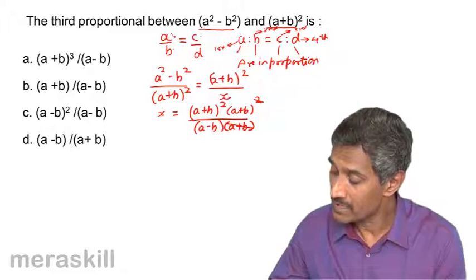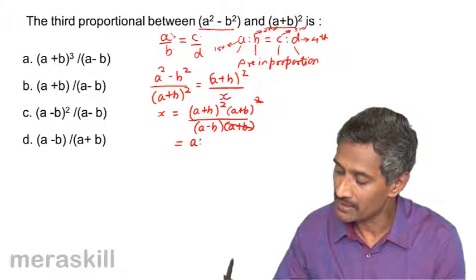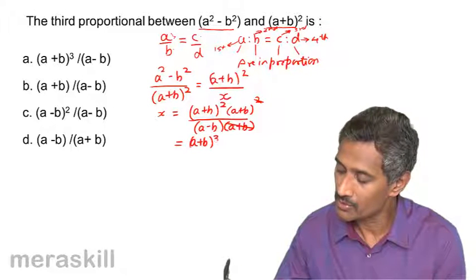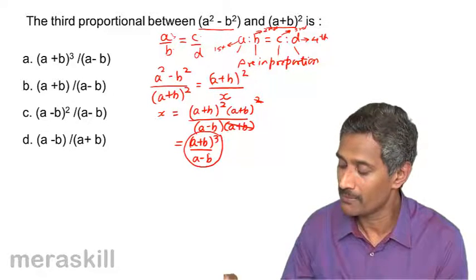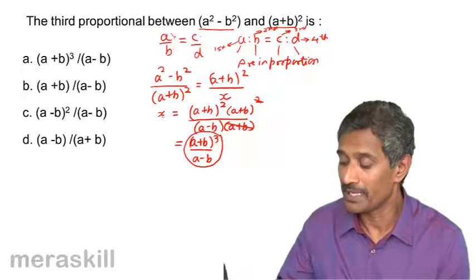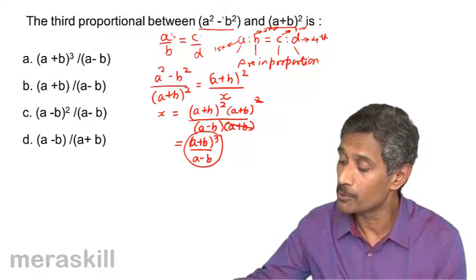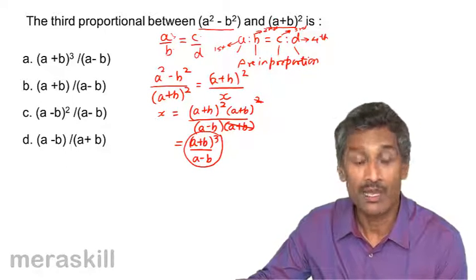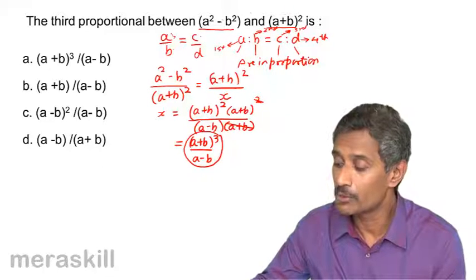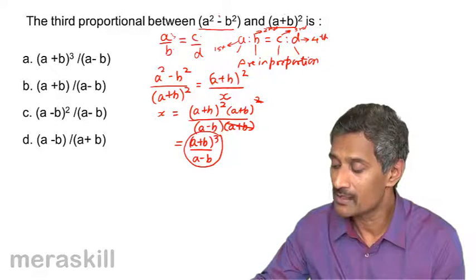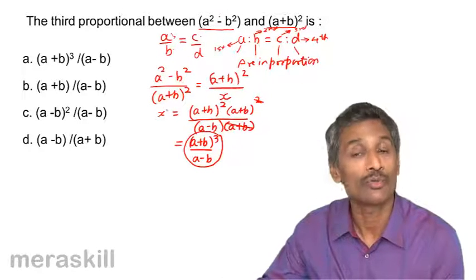And this gets cancelled, and you ultimately get (a+b) the whole cube upon (a-b). So x turns out to be (a+b) cubed upon (a-b), which means that x is the third proportional between these two numbers, which also means that the second number is a mean proportional between this a square minus b square and the unknown x.